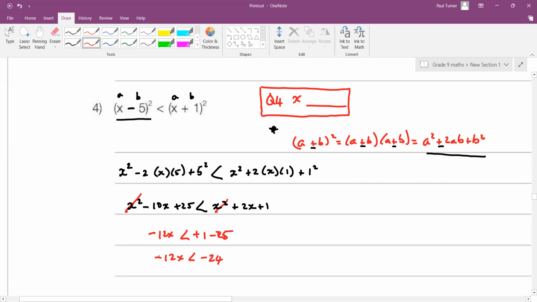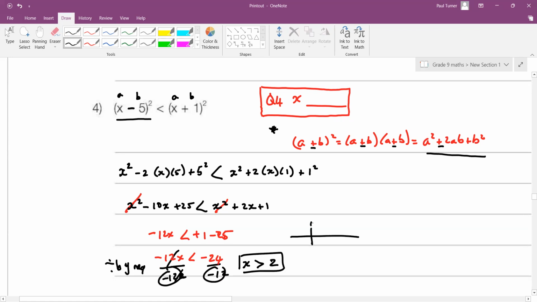So the way I did it, I've got a negative 12x on this side. So we need to divide by negative 12. And then remember to change the sign here. So x will be greater than 2. Remember, you're dividing by a negative here, so we need to change our sign direction. Yeah, so x greater than 2.